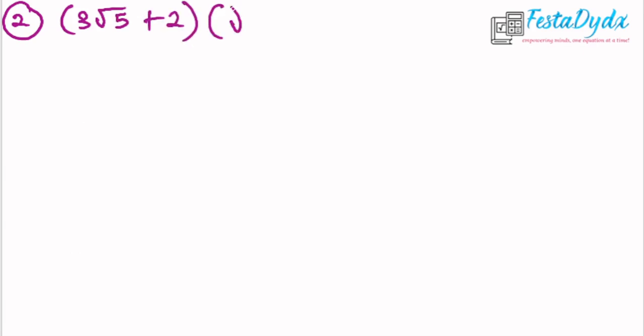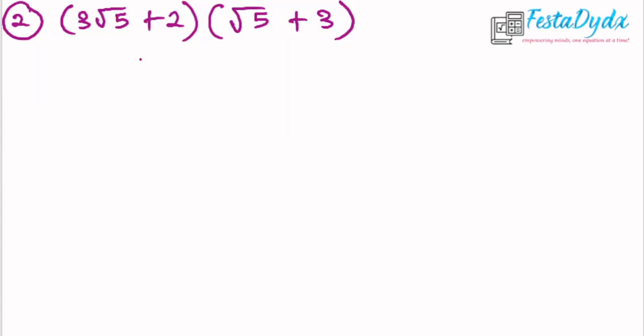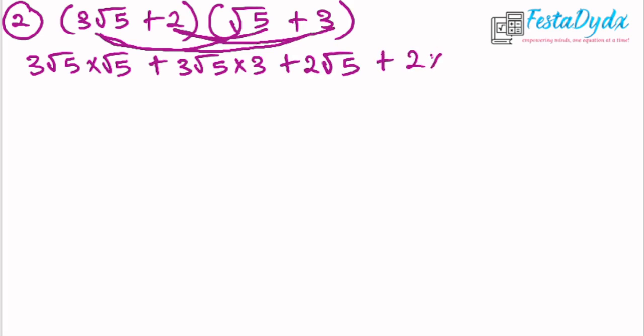Now let's move to number 2. Question number 2 says 3 root 5 plus 2, then another bracket, root 5 plus 3. So now let's expand just like we expanded this one, whereby we say A times C, then A times D. So one at a time. Let's do that here. Now, 3 root 5 times root 5. And then we'll have 3 root 5 times plus 3. It will give us plus 3 root 5 times 3. The next one is plus 2 times root 5 will give us plus 2 root 5. And then we'll have plus 2 times plus 3 will give us plus 2 times 3. So we've broken it down, this, this, this, and this. That's what we got from expanding these numbers.